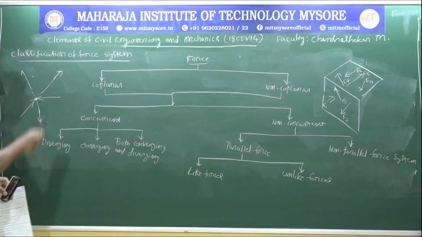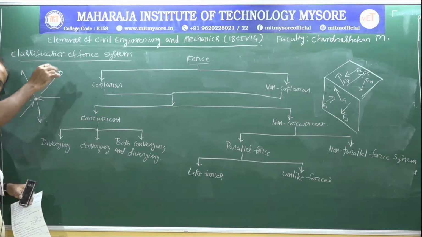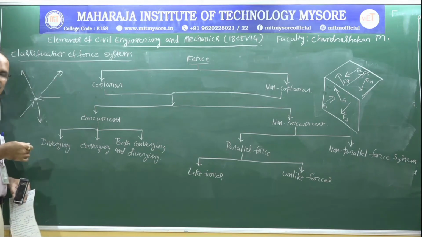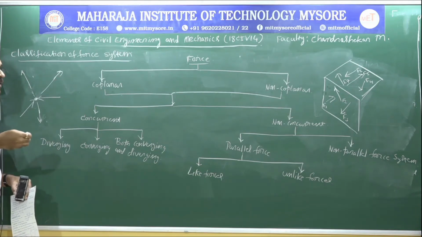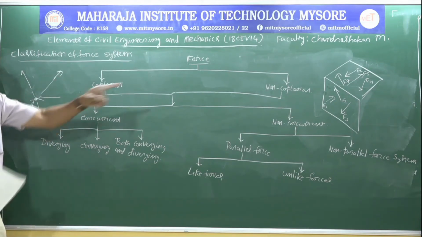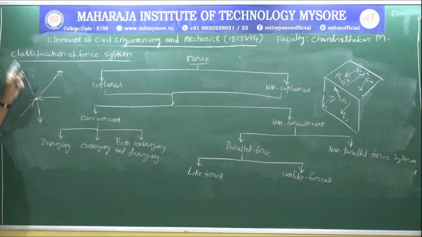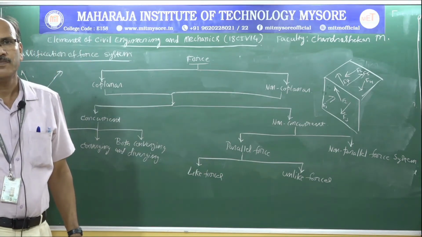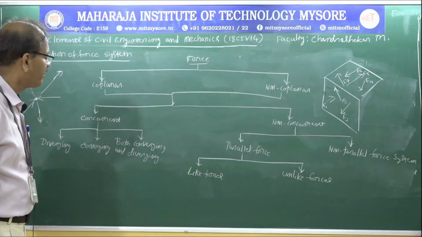Say, for example, if I take another force which is perpendicular to the board, or another force inclined to the board, then it becomes a non-coplanar, concurrent, both divergent and convergent force system. I hope this is clear.